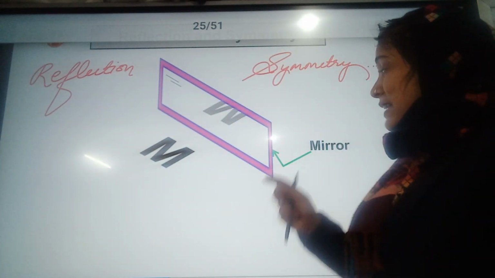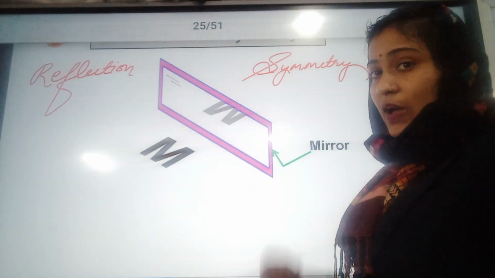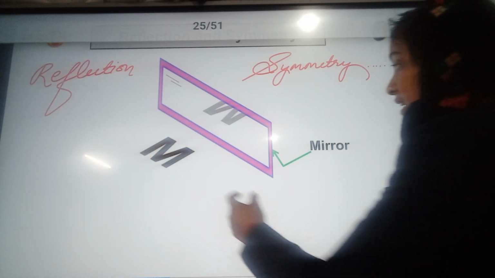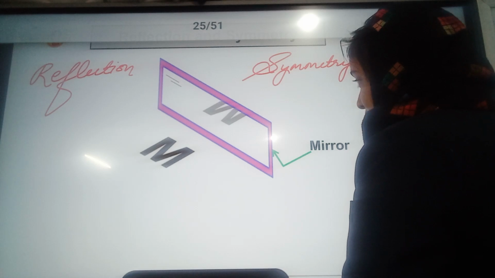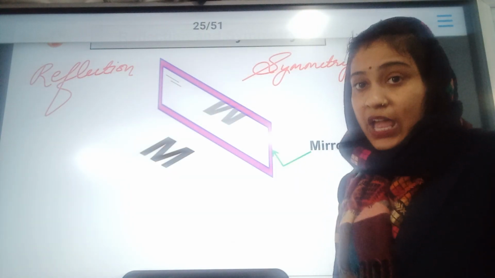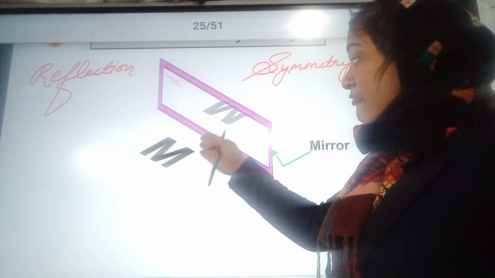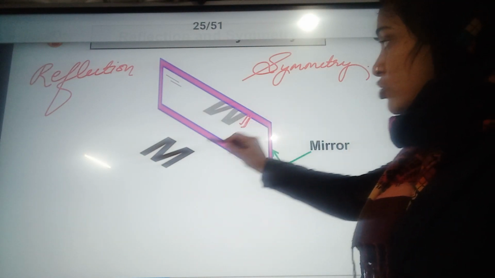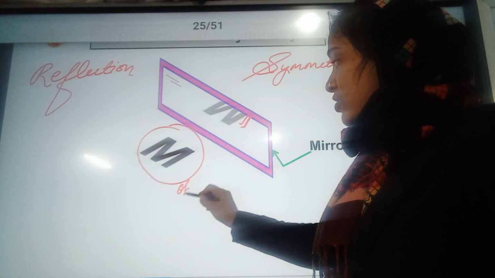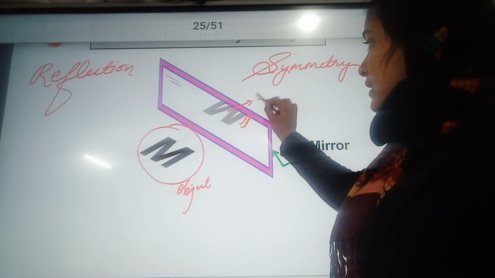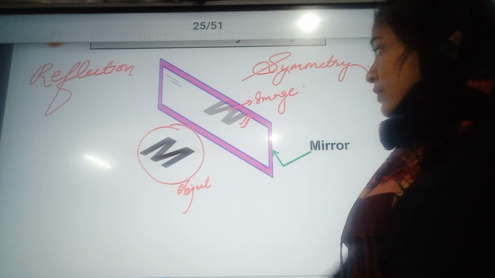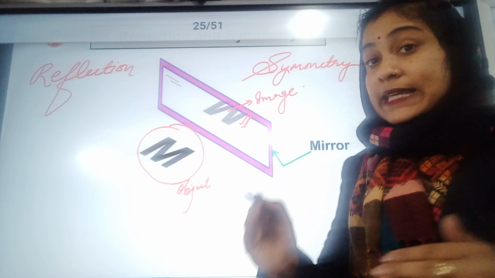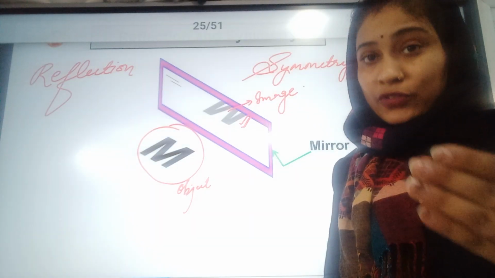Here, let us have a mirror, and let us consider that M is an object. Now, if I place the mirror in front of the M, what do we find? We find the image here. This is the object, and this is its image. Can you see that the image formed in the mirror of the alphabet M is exactly the same as the original M?